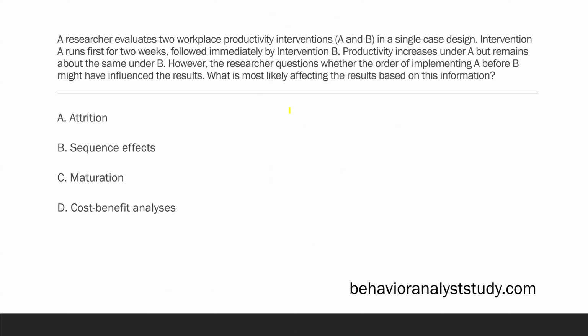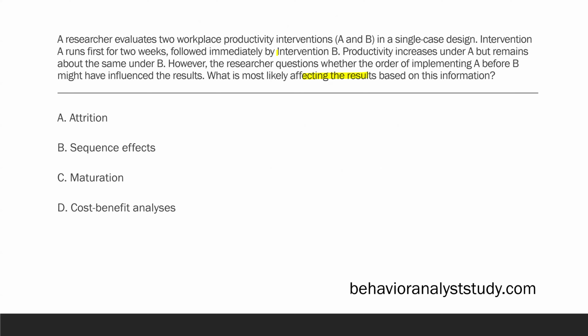A researcher evaluates two workplace productivity interventions, A and B, in a single case design. Intervention A runs first for 2 weeks, followed immediately by intervention B. Productivity increases under A, but remains about the same under B. However, the researcher questions whether the order of implementing A before B might have influenced the results. What is most likely affecting the results based on this information? Pretty straightforward question to start with. We're looking at what might be affecting the results given our information.